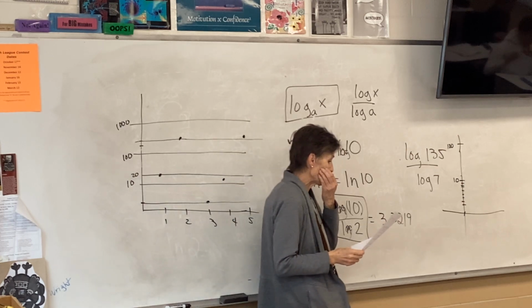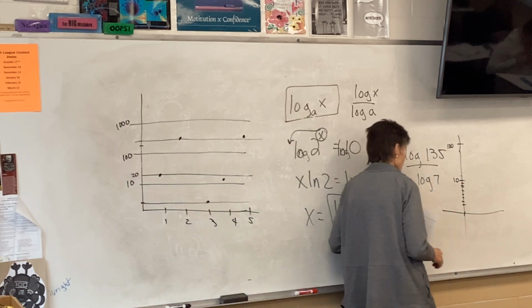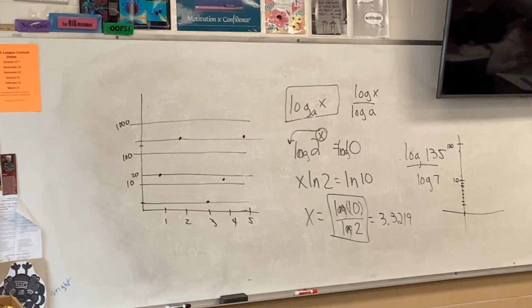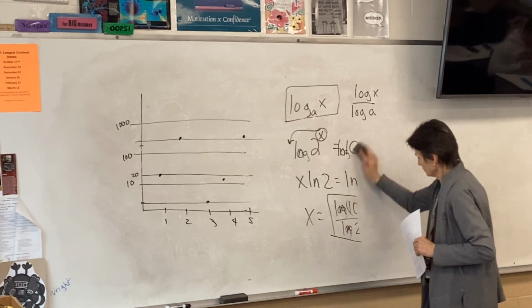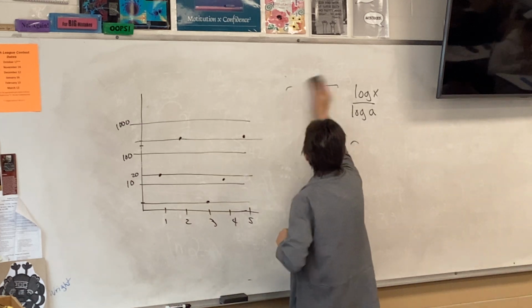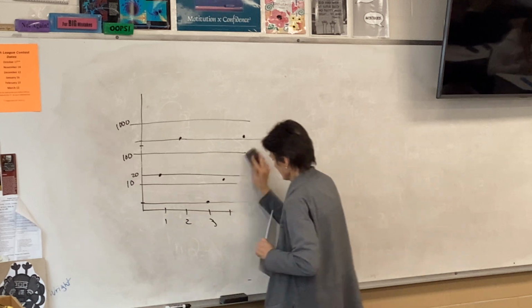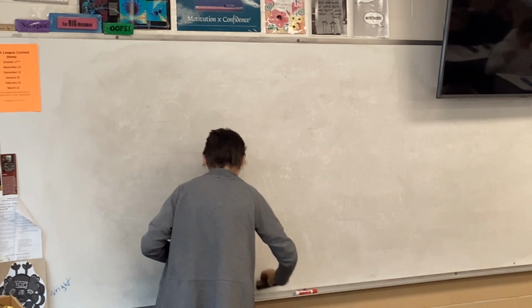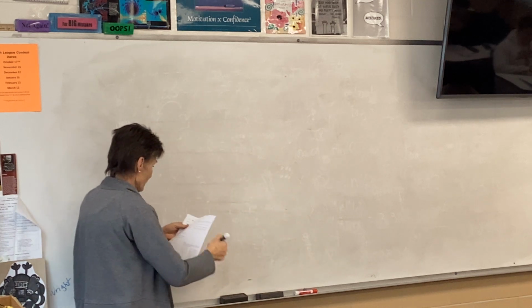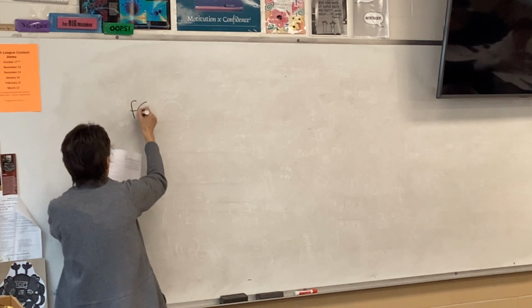Let's take a look at number 1. This is review. Shouldn't be too hard. All right, so what do we got? F of X.